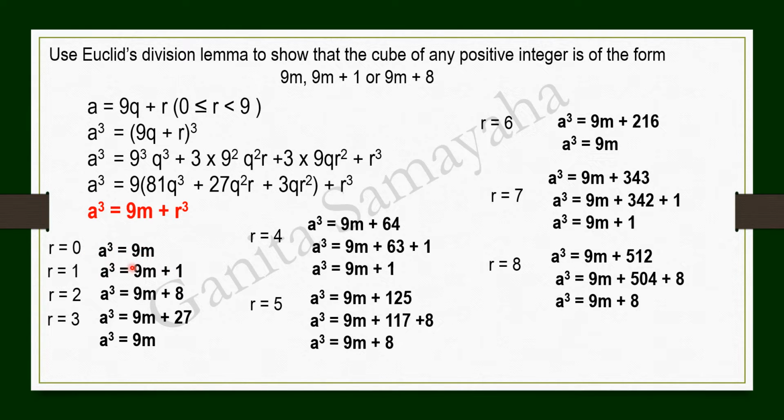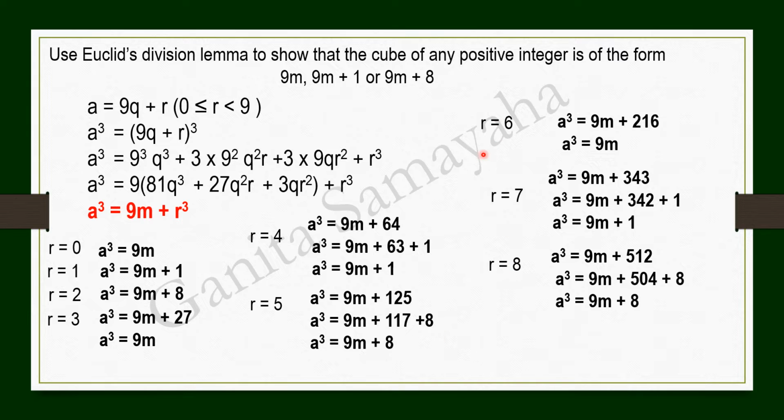When r is 0, it is 9m. When it is 1, 9m plus 1. When it is 2, it is 9m plus 8. Then for 3, 4, 5, it is repeating. So knowing this, for r equal to 4, you should get 9m plus 1. For r equal to 5, you must get 9m plus 8. Accordingly, you can simply try to write it.